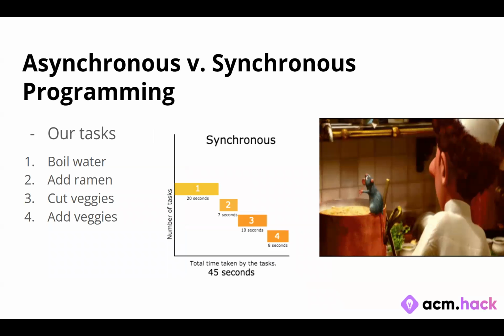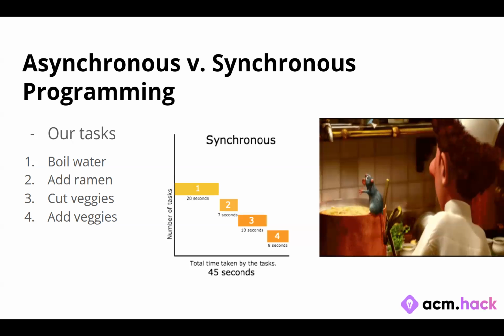And this is a careful process. What we're gonna do is we're gonna first do the water boiling. That's gonna take 20 seconds. Water boils really fast in our hypothetical restaurant. And we're gonna do each task in succession, add the ramen, cut up the veggies, and then add the veggies. We're gonna do these one by one. And that's gonna work.